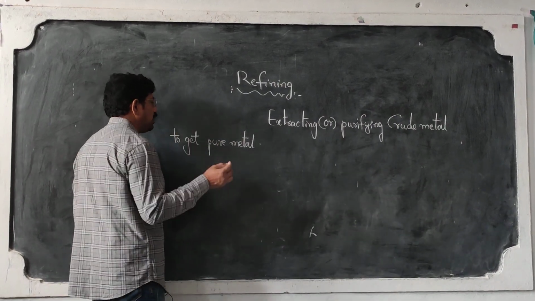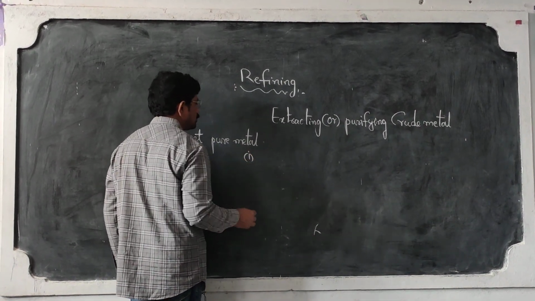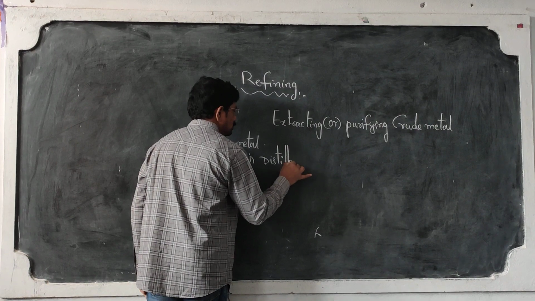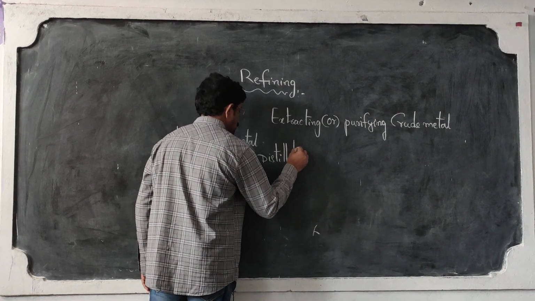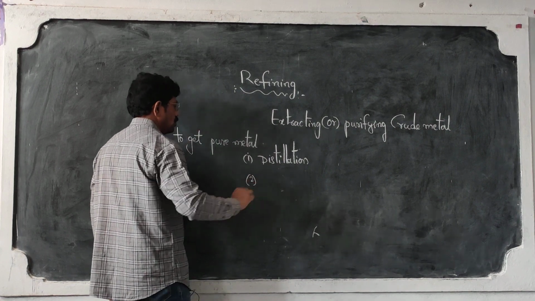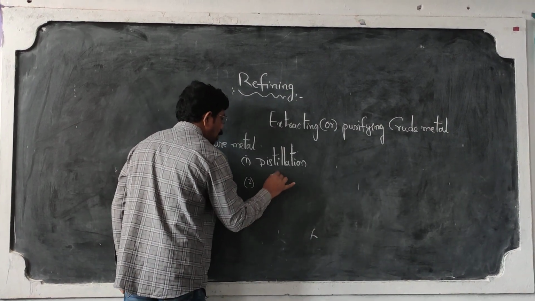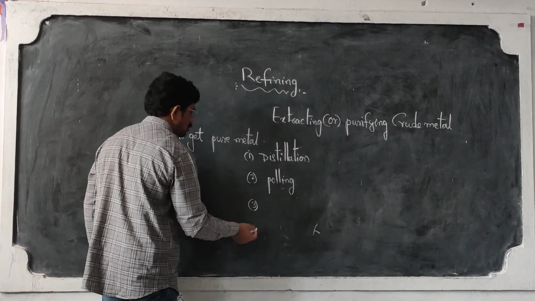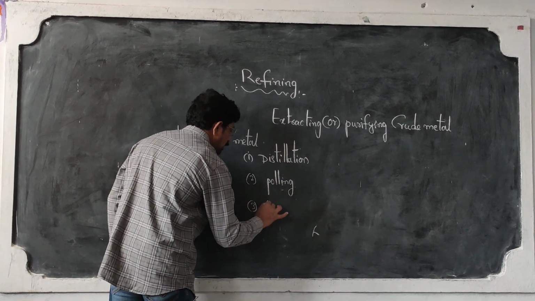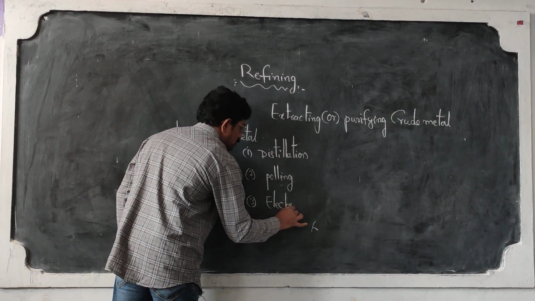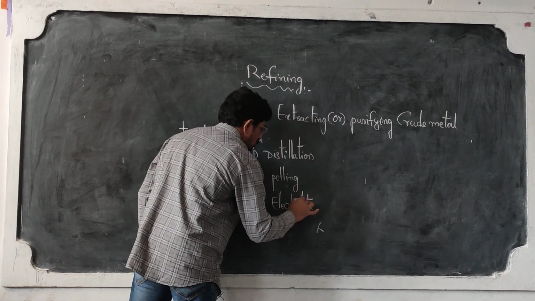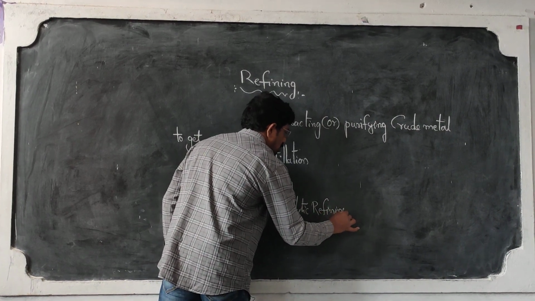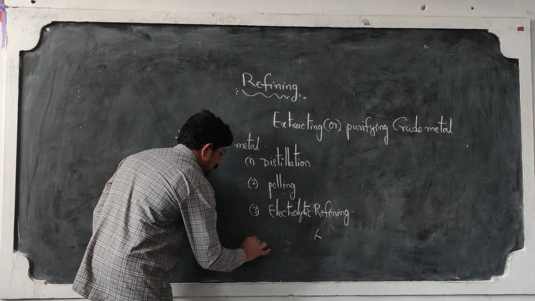So what are the stages involved in refining? What are the methods we follow? The first one is distillation. The second one is poling. The third one is electrolytic refining. The fourth one is liquefaction.